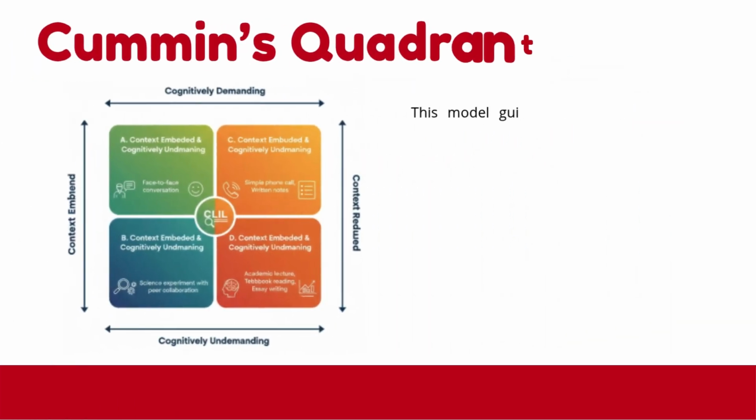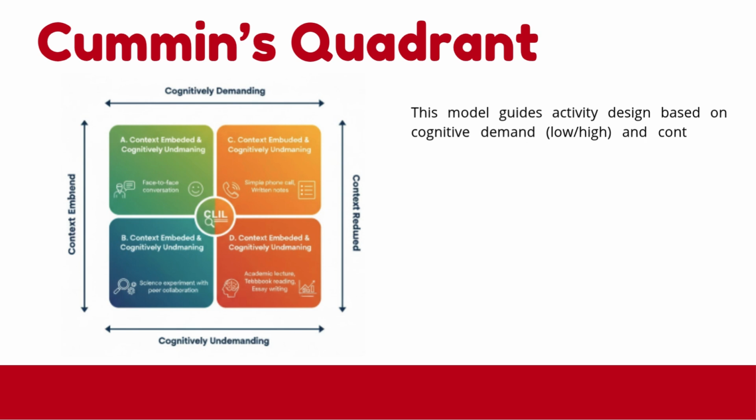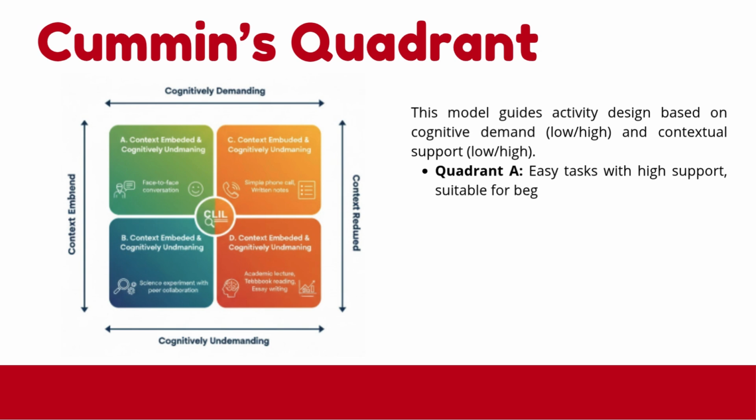This model gives activity design based on cognitive demand, low, high, and contextual support, low, high. Quadrant A, easy tasks with high support, suitable for beginners. Quadrant B, complex tasks with high support, ideal for CLIL.